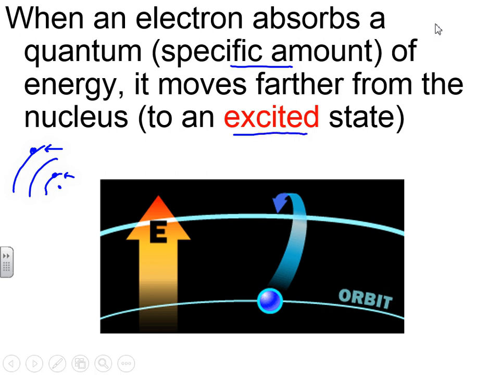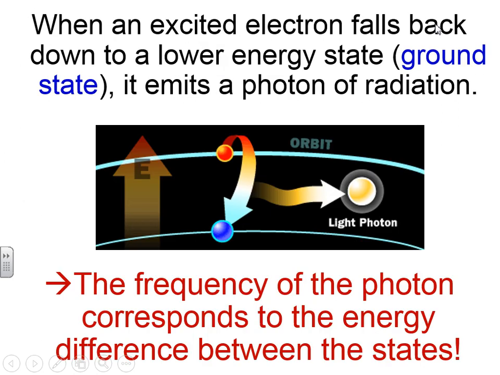Now, it won't last long in this excited state. The electron falls back down and emits a photon of radiation, and it falls back down to its ground state. Ground state means where it began originally. So from this you can see that a photon of light is released. Now, really important, the statement at the end: the frequency of the photon corresponds to the energy difference between the states.